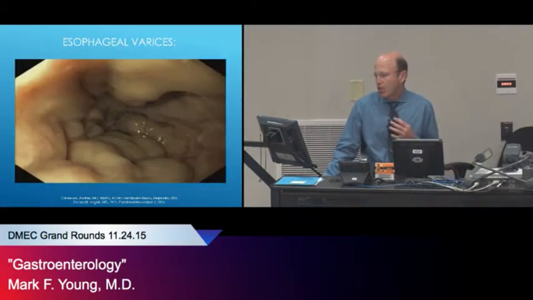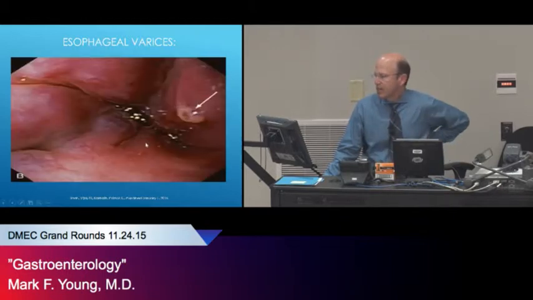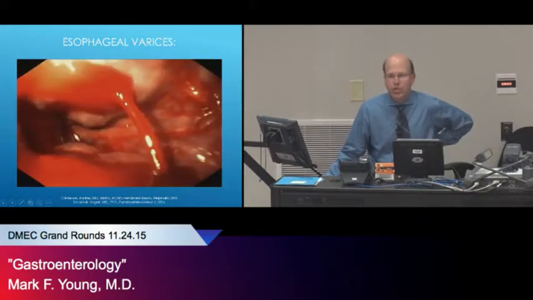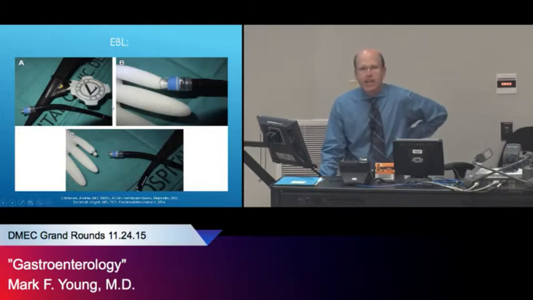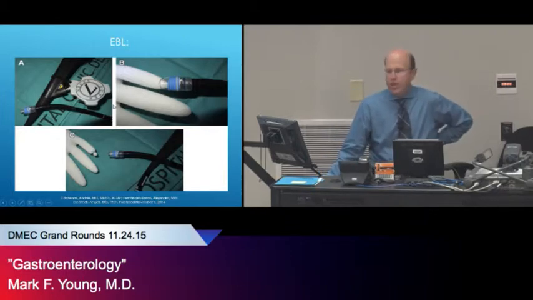Esophageal varices are veins in the esophagus which are prominent. This is a bleeding site from an esophageal varix. This is an active bleeding varix with spurting of blood across the lumen. This is a band ligator, and this is the present way that we treat esophageal varices.